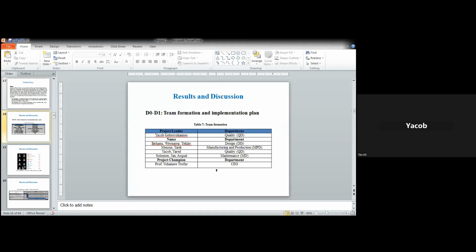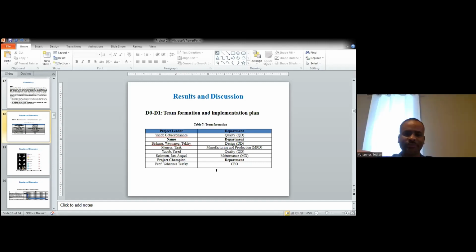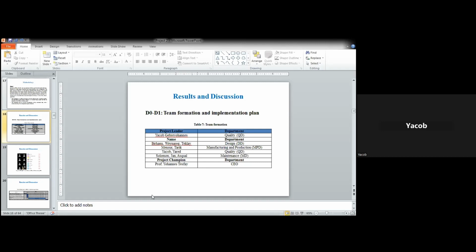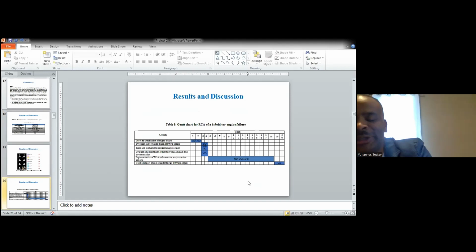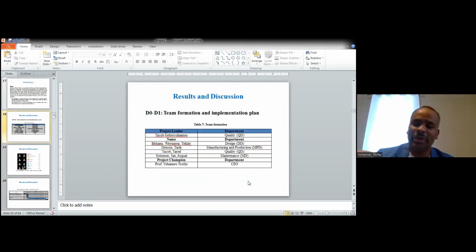So from the team formation, I will proceed with the technology. Okay, go ahead. So as the first step, team formation and implementation plan was the first step. So we made this team formation. So 4 departments are formulated: the design department, manufacturing and production department, quality department, and maintenance department. So with these departments, CEO is not a part of problem solving. Maybe it's like quality director or engineering director or some such.